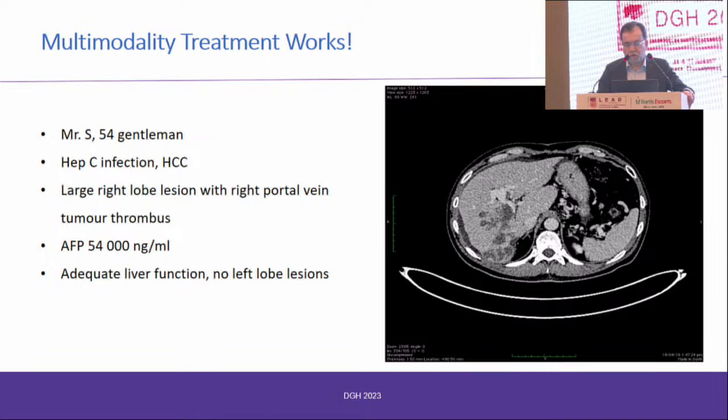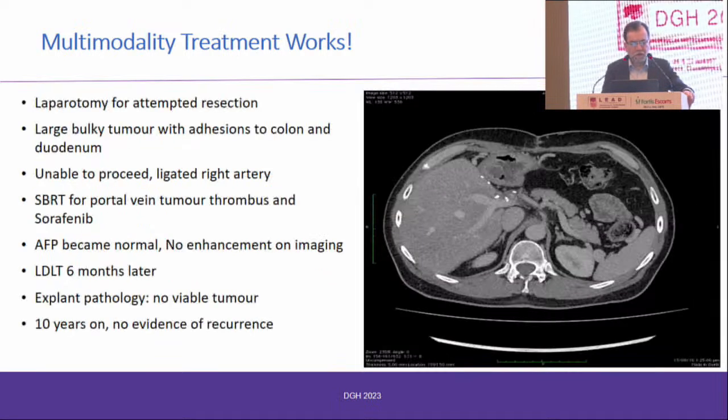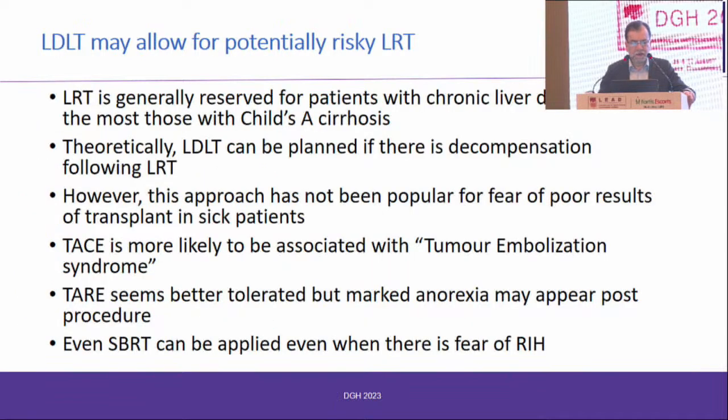Multimodality treatment definitely works, and this is an example of a 54-year-old gentleman. You can see there's tumor in the liver going to the portal vein. We initially thought we'd be able to do a resection, but we could not. Then we gave SBRT and sorafenib. This is quite a long time ago, and then AFP became normal. We did a transplant. In fact, there was no viable tumor, and 10 years on, there's no sign of recurrence.